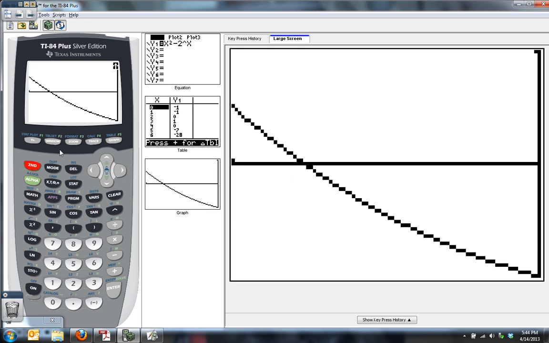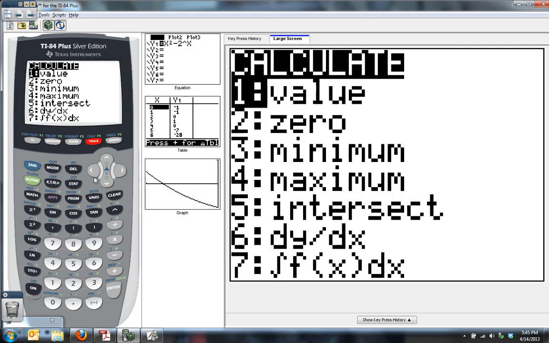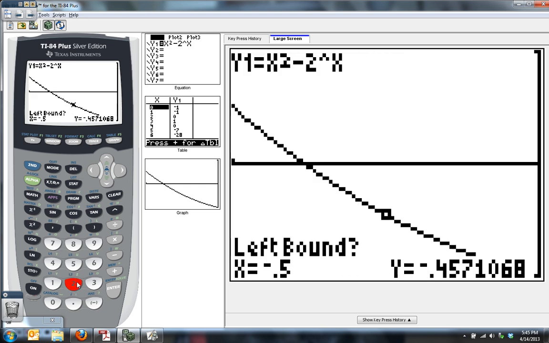So we're going to go second, calculate, and hopefully it's going to like me someday. There we go. And we want to calculate the 0, so I'm going to say 2. And we need a left bound and a right bound. So we're going to trudge along here. We want to make sure we're on the left side of it at some point. And it's moving slowly but surely. The computer apparently is slow.